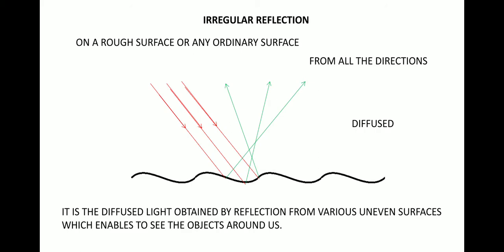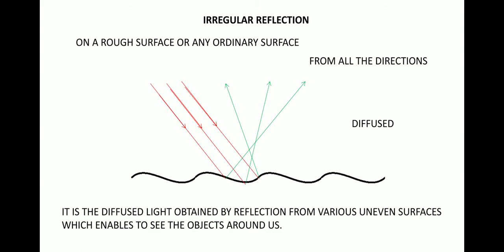That's why, even on a cloudy day when the sun is not clearly seen in the sky, we can still see the things around us. It's because of the diffused reflection from irregular and rough surfaces. The light gets reflected in a diffused manner, so it can be seen from every possible direction, and this is the importance of irregular reflection.